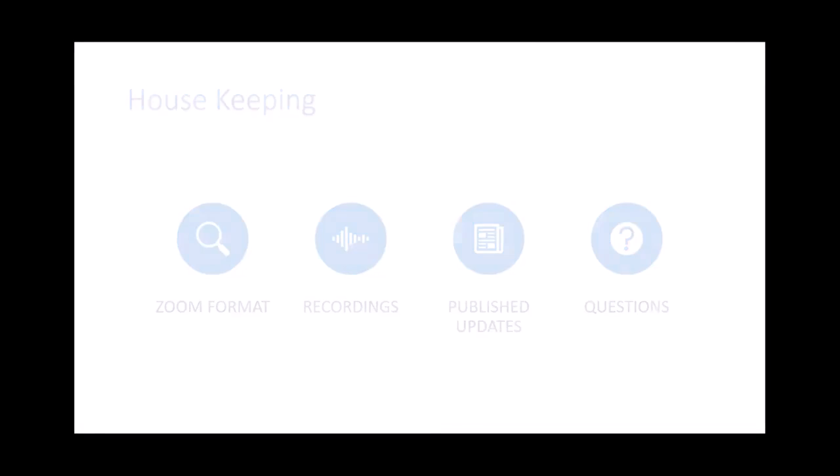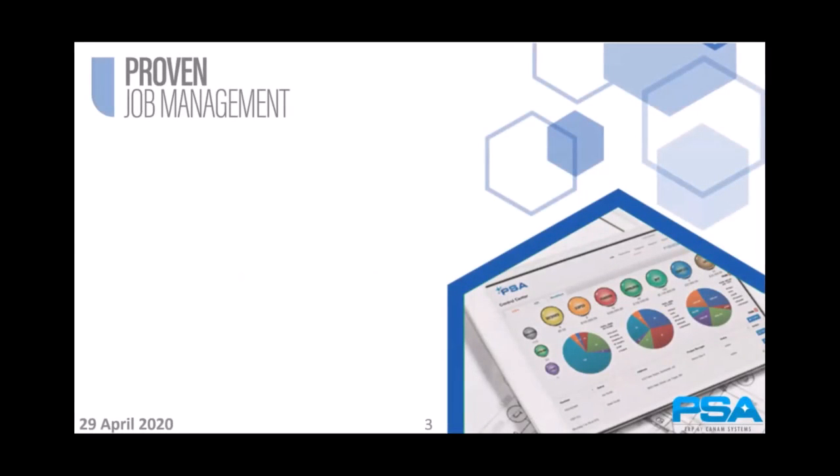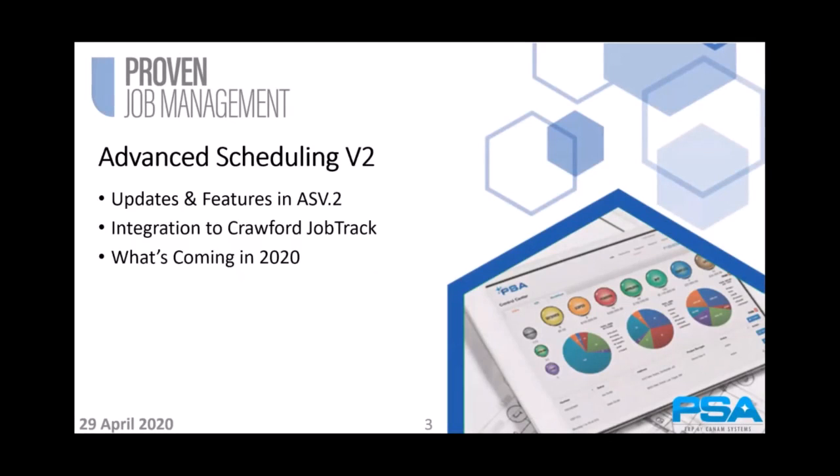So without further ado, let's take a look at the advanced scheduling updates in Proven Job Management, what we're calling V2. Again, we're going to be breaking this course into three main sections. I am going to start with a full review of the system, its functionality, and its features. We're then going to talk a little bit about how this ties into the Crawford job track system and what information will be shared back and forth. And then we're going to talk about what functionality will also be coming for the rest of the year in the advanced scheduling.